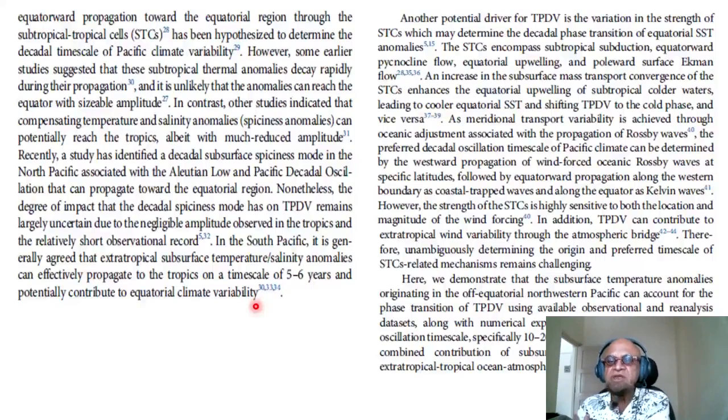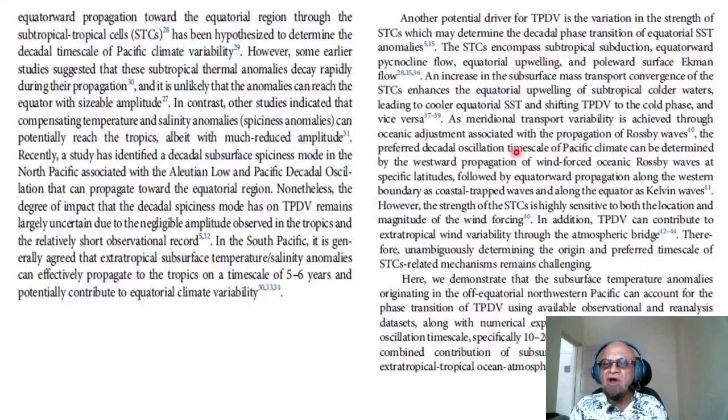Okay, another potential driver for TPDV is the variation in the strength of the STCs, which may determine the decadal phase transition of equatorial SST anomalies. So STCs, subtropical cells, as we already discussed: upwelling in the deep tropics, poleward transport, sinking and coming back. So it's the oceanic equivalent of the Hadley cell and approximately coincides with the Hadley cell as well, in terms of the ascent and the descent and the return.